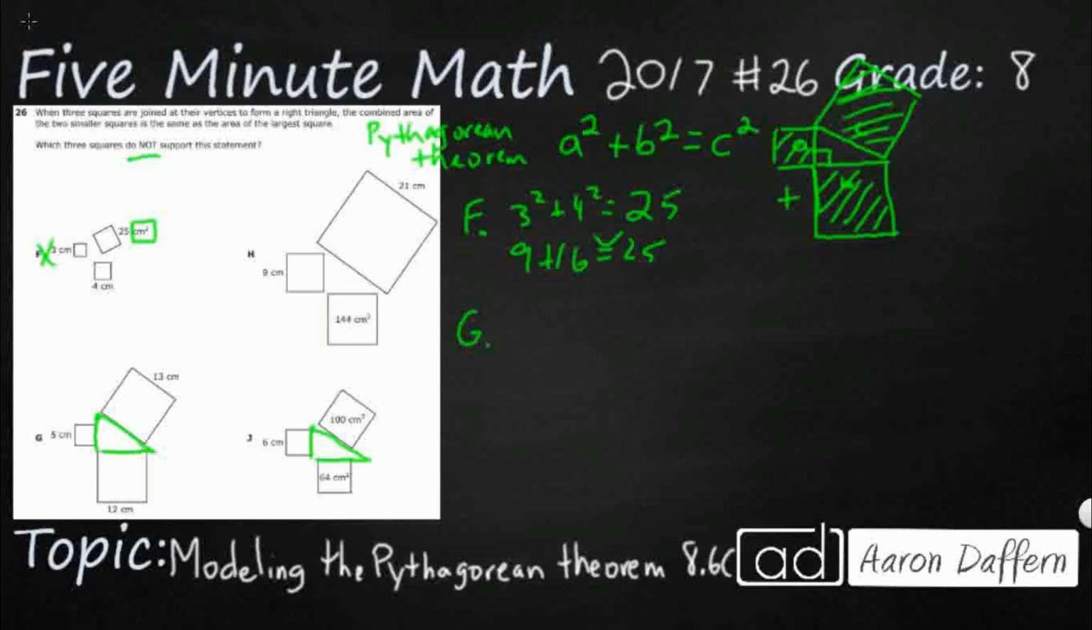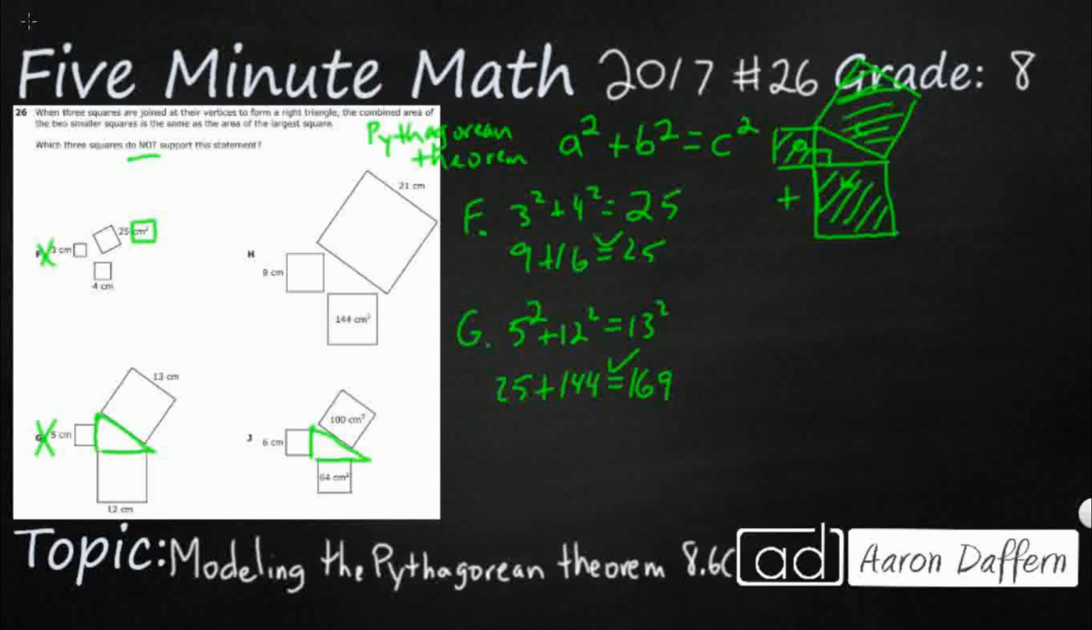Now G, they don't. So it's just going to be 5 squared plus 12 squared equals 13 squared. They didn't give you a square right there. All right, so that's going to be 25 plus 144 and 169. You can use your calculator if you need to on that. And does 25 plus 144 make 169? Yeah, that does. That works out. So G is not going to be our answer.